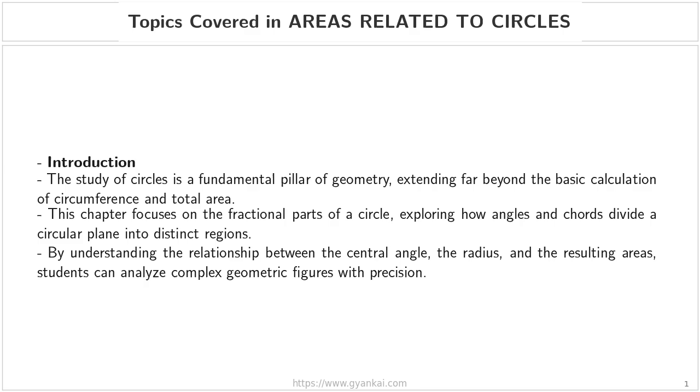Now, you are likely already comfortable with calculating the basic circumference and the total area of a circle, but this chapter moves far beyond those fundamentals. We will be exploring the fractional parts of a circle, specifically, how central angles and chords divide a circular plane into distinct, measurable regions. By mastering the relationship between the central angle, the radius, and these resulting areas, you will gain the precision needed to analyze much more complex geometric figures.